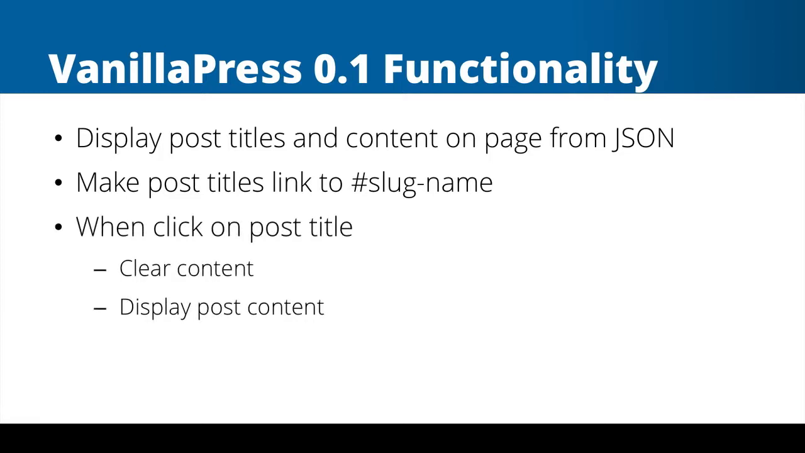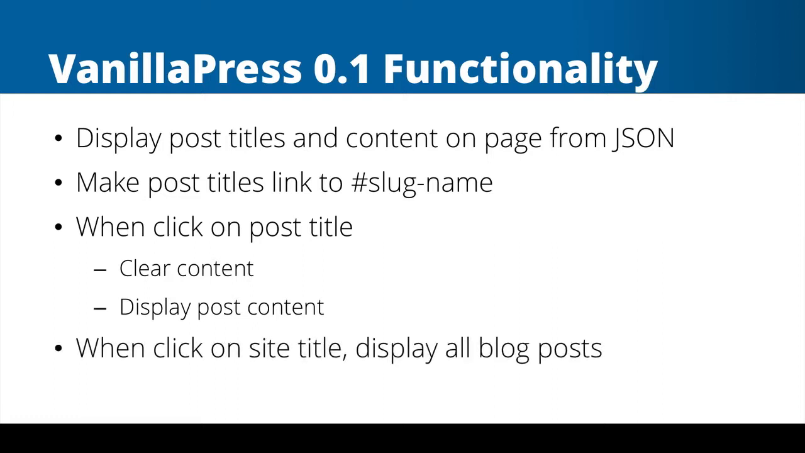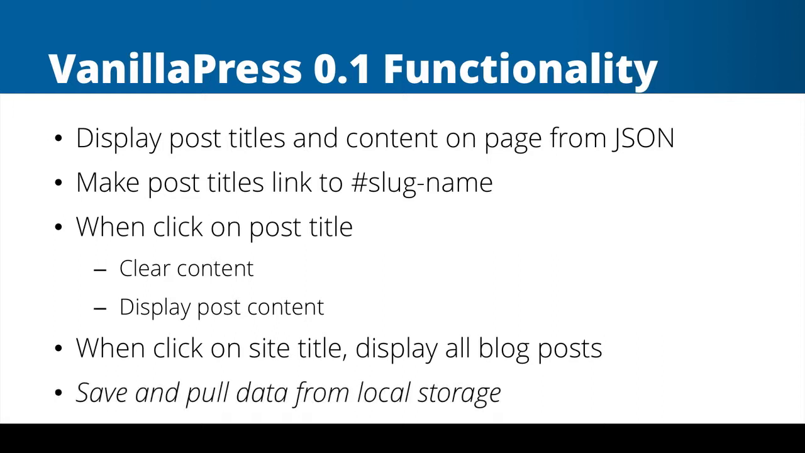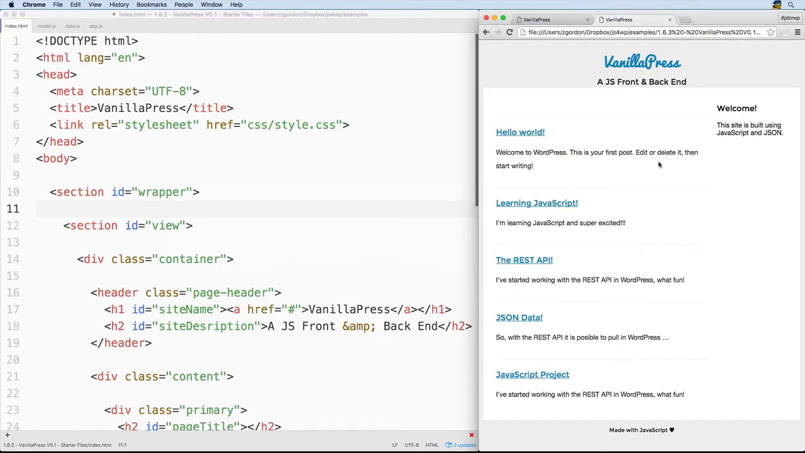Then when we click on a post title link, it should clear out the content for the main content area and display just the content for that specific post we clicked on. Then when you click on the site title, it will display all of the blog posts again. If you want to take it one step further, you could save and pull the data in and work with it from local storage.